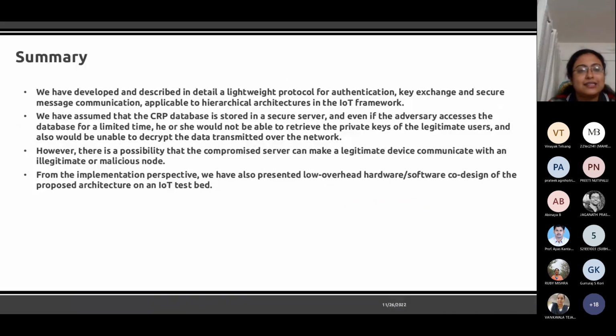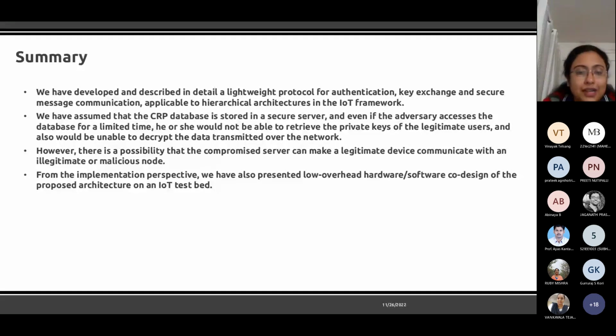As a summary, I can say that we have developed and described in detail a lightweight protocol for authentication, key exchange, and secure communication applicable for hierarchical architecture in the IoT framework. We have also assumed that the CRP database is stored in a secure server, and even if the adversary has access to the database for a limited time, he or she will not be able to retrieve the private key of the legitimate user, and also would not be able to decrypt the data transmitted over the network.